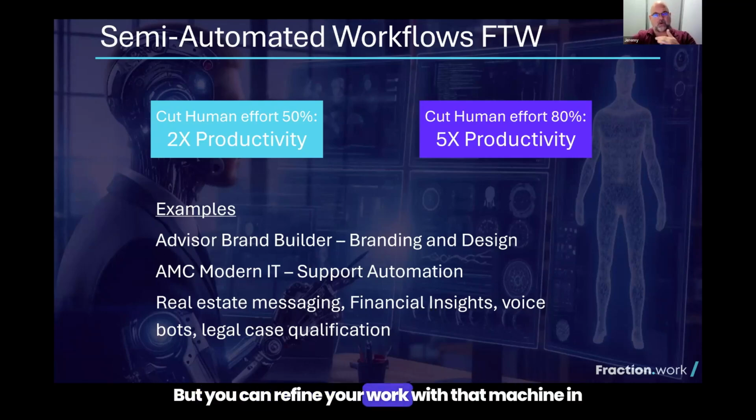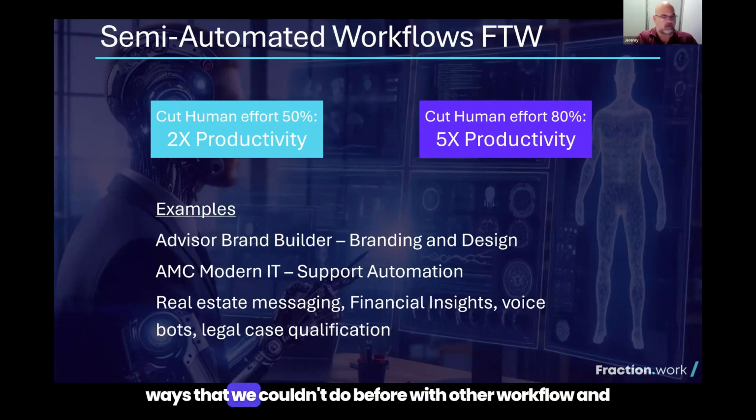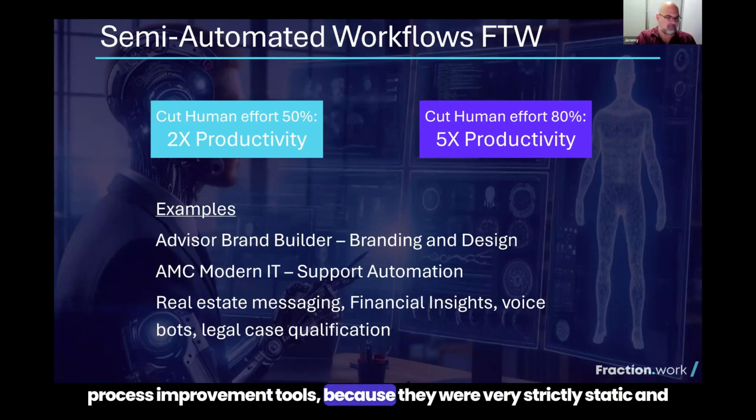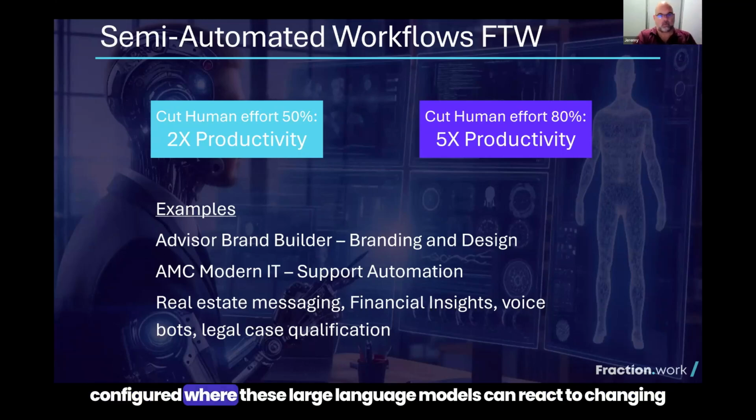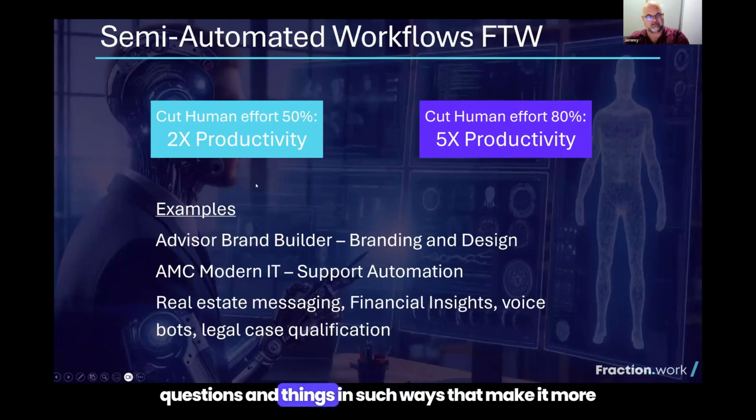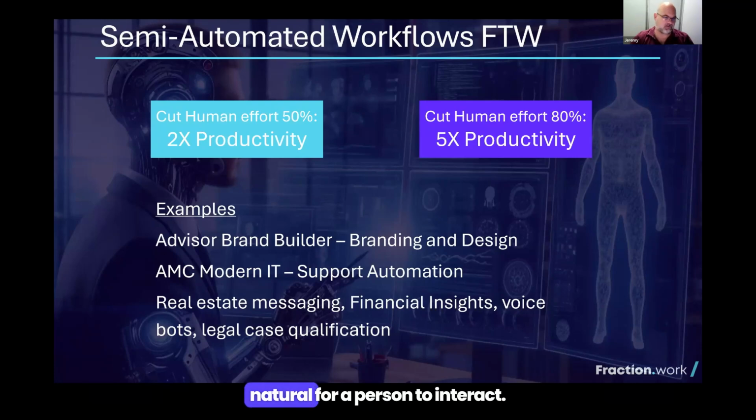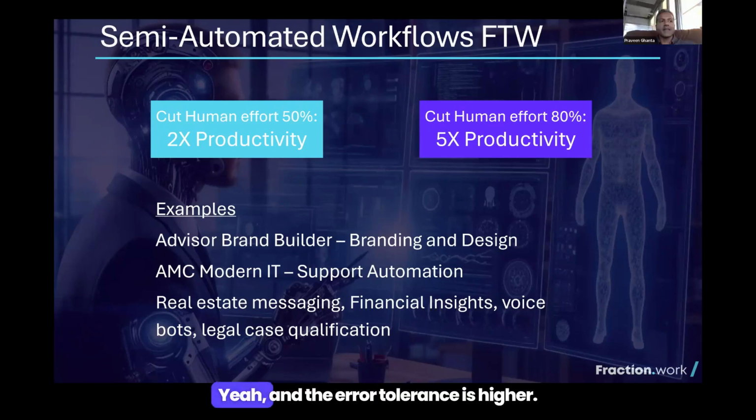But you can refine your work with that machine in ways that we couldn't do before, with other workflow and process improvement tools, because they were very strictly static and configured, where these large language models can react to changing questions and things in such ways that make it more natural for a person to interact. Yeah, and the error tolerance is higher, so you can send in data which is sort of semi-structured or not well formatted. And let's just say, for example, you need all of the addresses that are in some document. It'll do a pretty darn good job of finding all of the street addresses in a document.